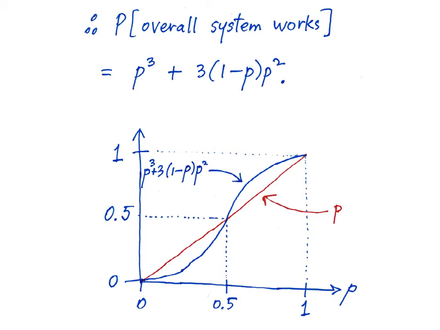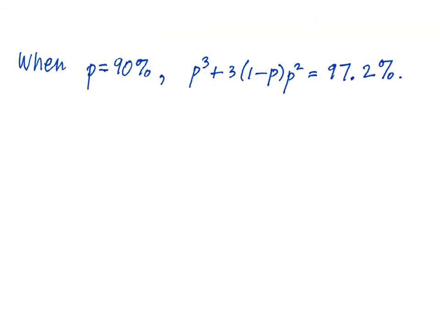But concentrating in the range 0.5 to 1, we see that the majority gate circuit improves performance, at the cost of more circuitry, of course. For example, when the probability that one system works correctly is 90%, this majority triple redundancy circuit gives us a reliability of 97.2%.